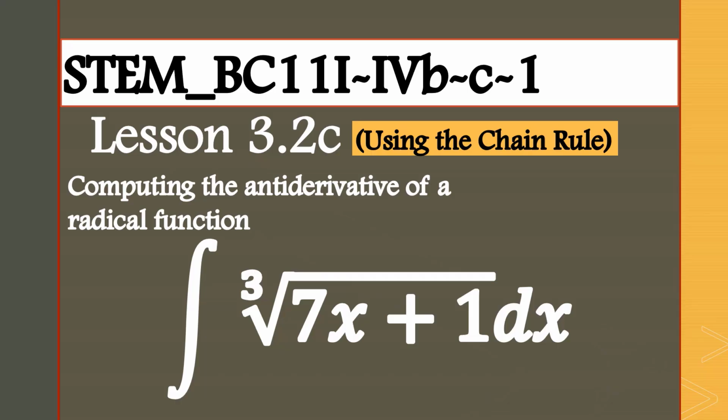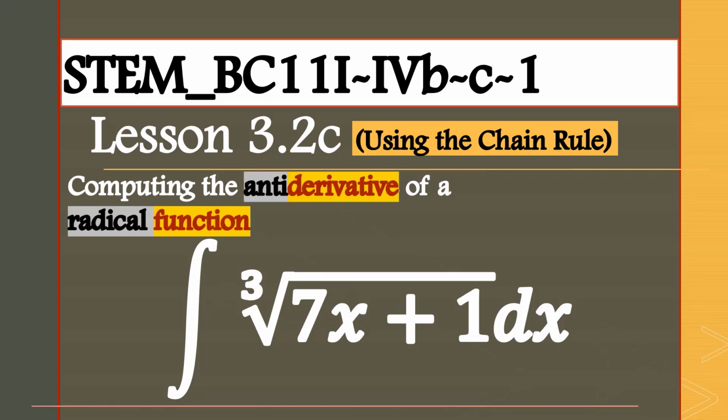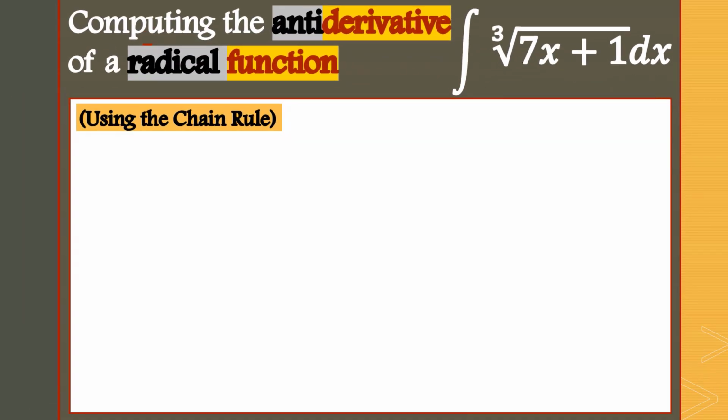Let's compute the antiderivative of this given radical function using the chain rule. So we are given here the integral of the cube root of a binomial expression 7x plus 1 dx. To be able for us to use the chain rule, we need to show that this function inside the integral sign is actually a composite function.